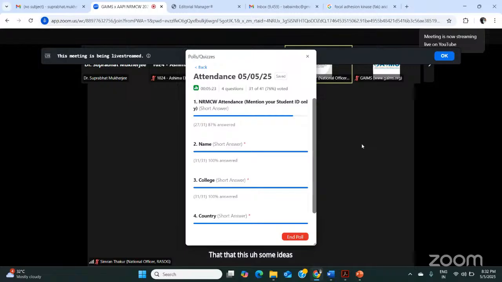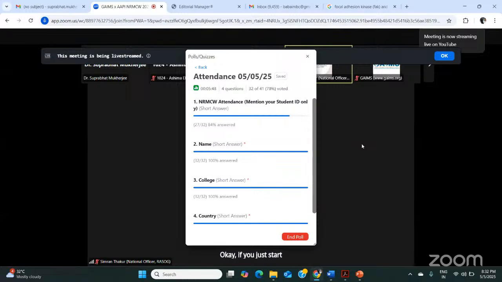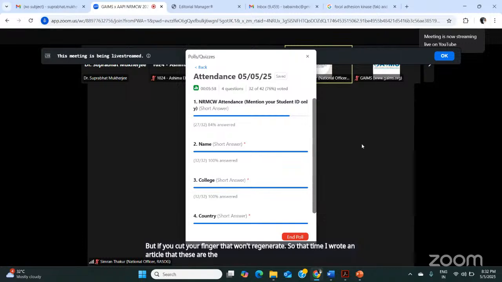I can just cite one example. When I was a student, a very absurd thought came into my mind: that salamanders or lizards have some regenerative efficacy. If you cut their tail, the tail regenerates. But if you cut your finger, it doesn't regenerate. So at that time I wrote an article that these are the regenerative signals available in these animals, and our cells can be manipulated.